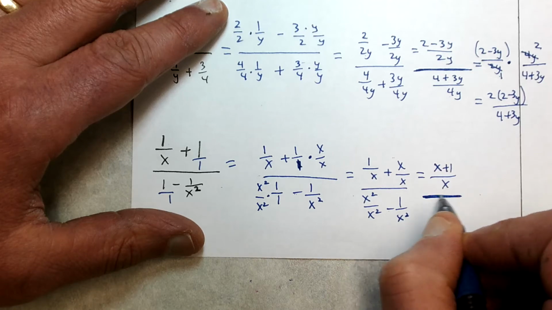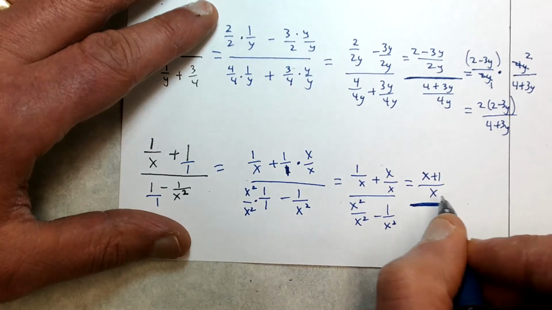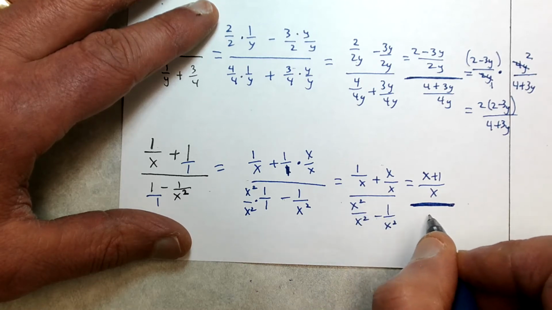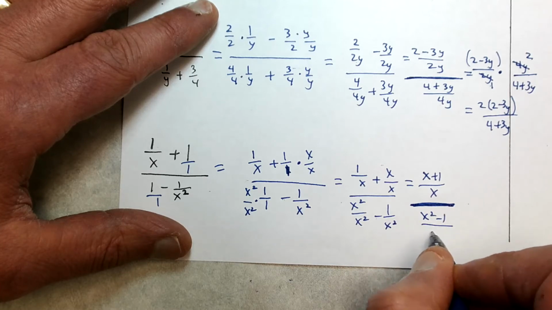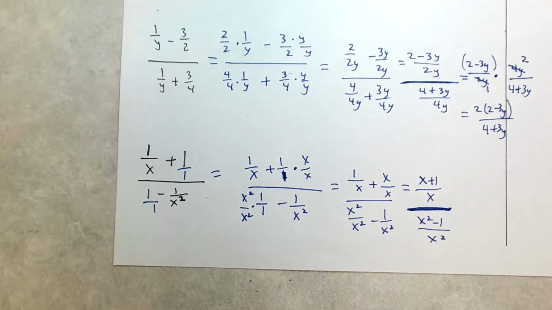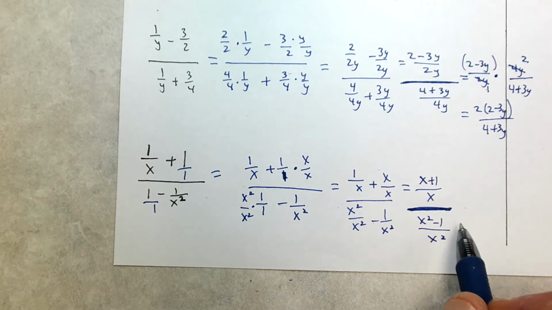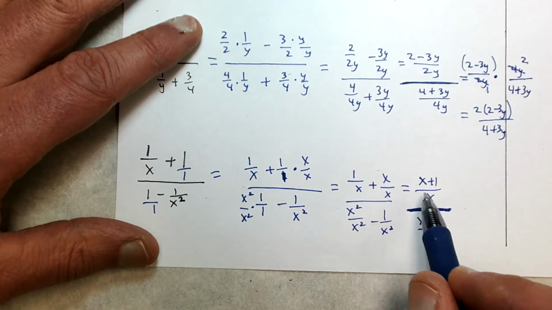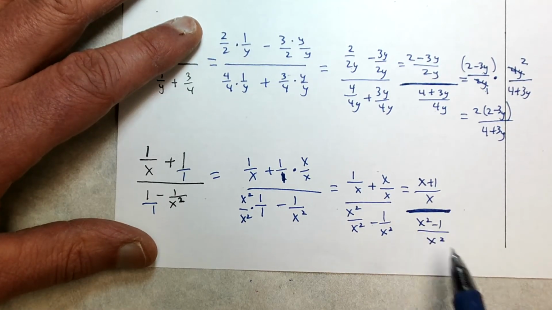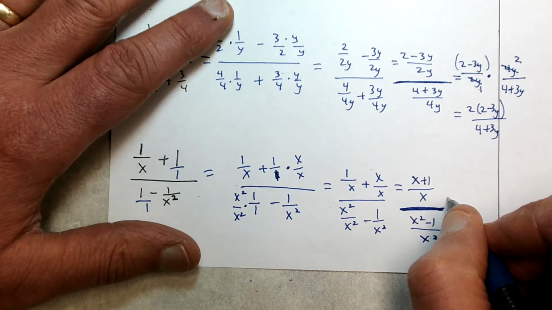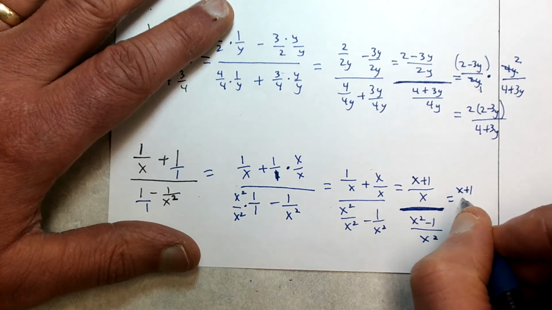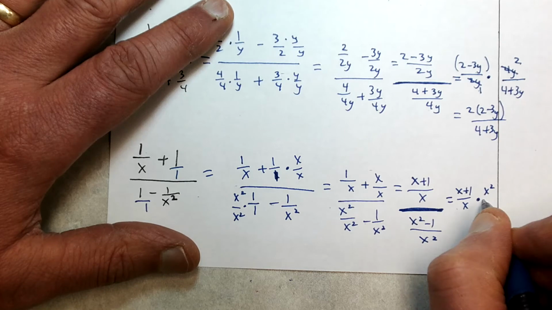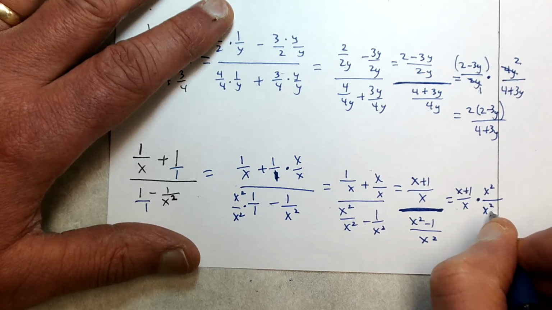Now I got another opportunity to write the big fraction bar there, right? That's the main division bar. And here I'll have x squared minus 1 all over x squared. And because we're trying the division method and we set ourselves up for it, we got a single fraction over a single fraction. We're going to multiply this top fraction by the reciprocal of this fraction. And I'm going to get this. It'll be x plus 1 over x times x squared over x squared minus 1.